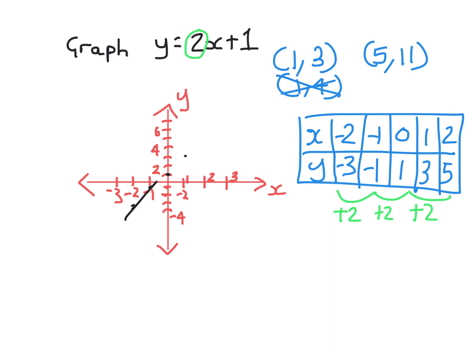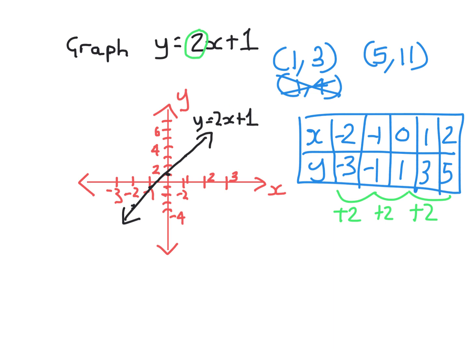Now, when you've plotted the points, you simply draw a line through them. Your line needs to have arrows on each end because a line goes forever in both directions, and you should write the equation. This is the line y equals 2x plus 1. Each of these is a point. A line is just a set of all the points where the x and y value make this a true statement.